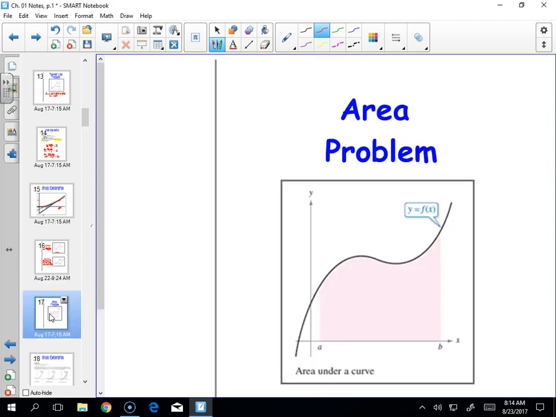Problem number 2, notes, area problem. You just have to sketch it. Area problem. Long story short, what if you have an irregular area?